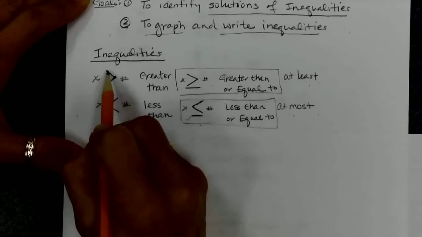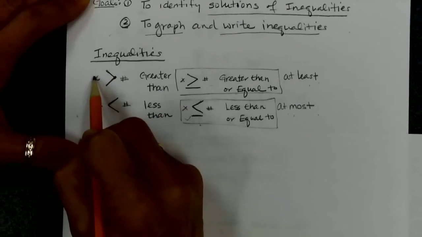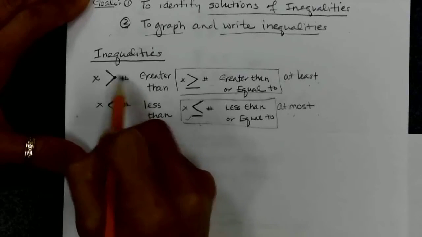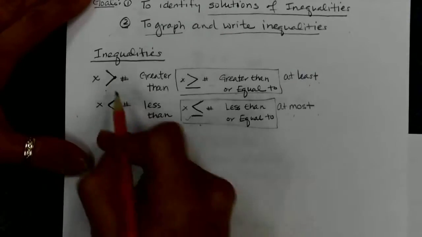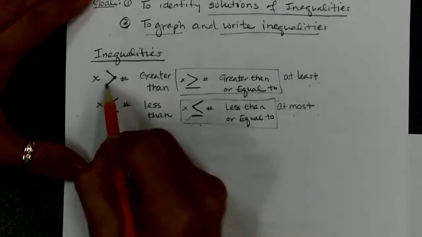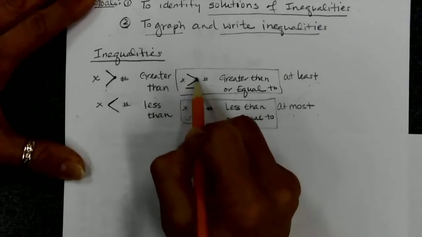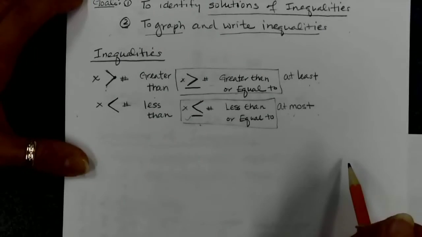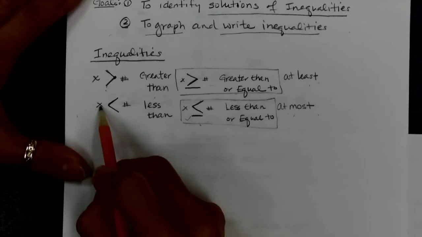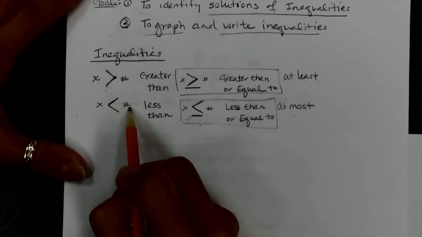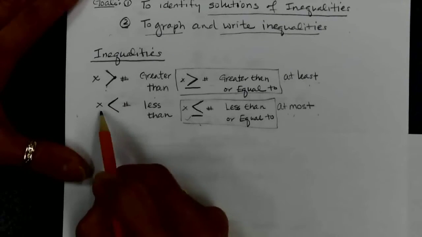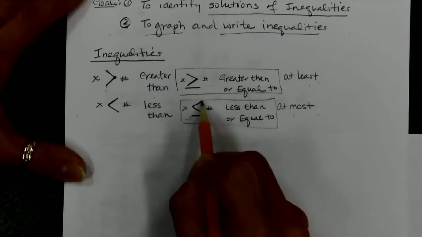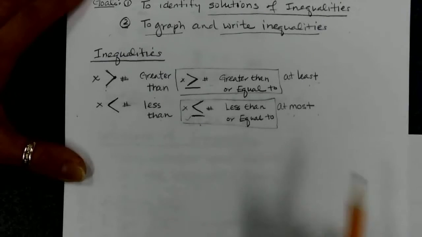So if you have a variable, x, on this side and the number on this side, this symbol is read as greater than. And this symbol is greater than or equal to when you read it from the variable side. And if you have a variable x here and a number here, you read this symbol as less than, and this is the less than or equal to symbol.